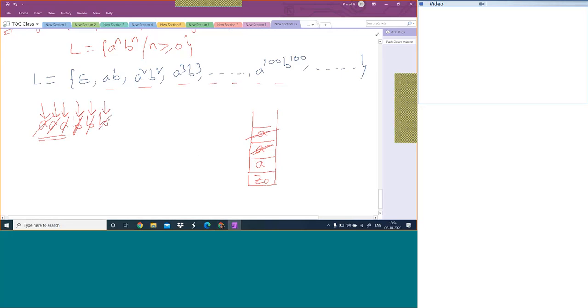Again, for this B, this topmost symbol will be deleted. Now, what is the input string? There is no input string. Completely the string is scanned. So now the string is empty.